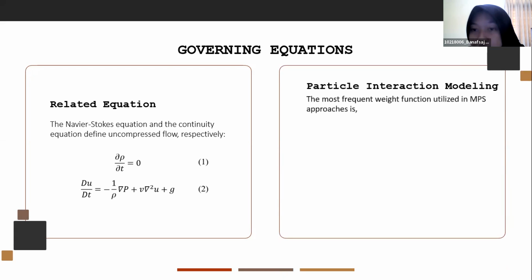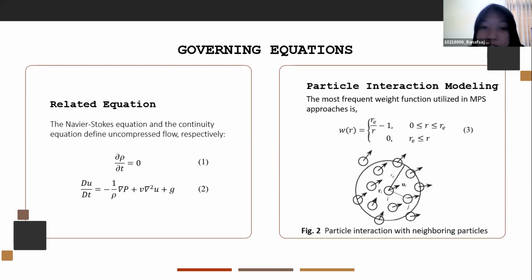Next equation is particle interaction modeling. The position of a particle in relation to another particle is used to determine its interaction. The movement of a particle can be estimated from the force of interaction between two neighboring particles utilizing the notion of the wave function depending on distance r. The most frequent wave function utilized in MPS approaches is this equation.